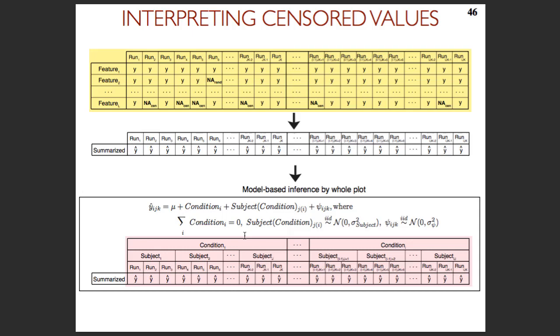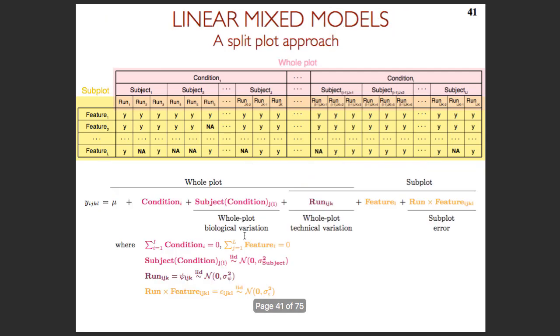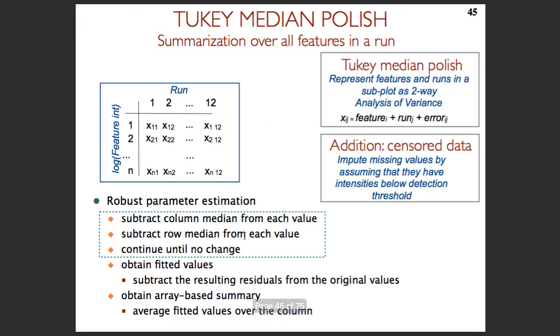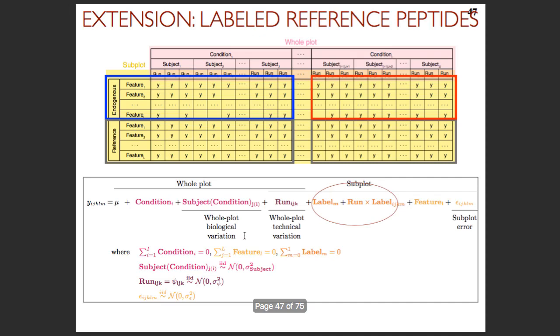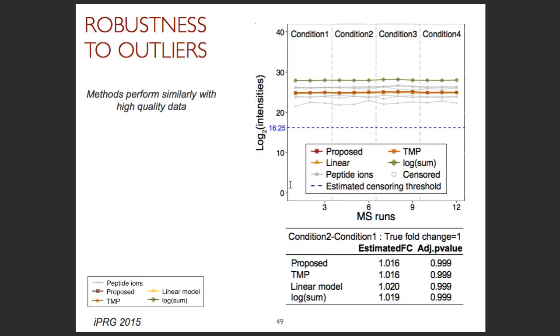Right, so normalization, actually everything, is done after normalization. That's right. Normalization comes first because otherwise your signals are really affected by the outliers. So let me show you the evaluation, and maybe this will be a little bit more obvious. And actually, if we have labeled reference standards, we can extend these models to this as well.